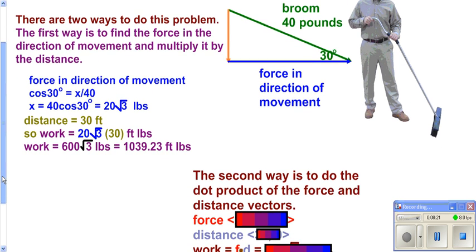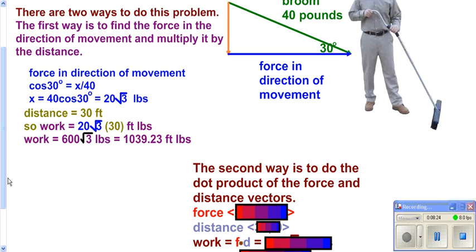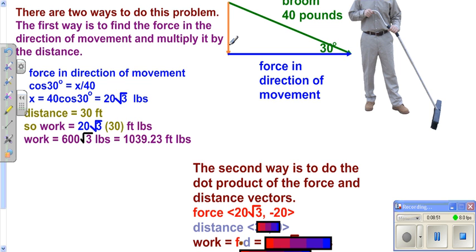The other option is to go ahead and do the dot products that we talked about before. Your force vector here has to be broken into its component form before you can do the dot product. We just figured out this horizontal piece right here of 20 root 3. So your horizontal part is 20 root 3. How do you figure out the vertical part here? That's not too bad because it's a right triangle once again. So the sine of 30 degrees is equal to the opposite, the y, over your hypotenuse of 40. Remember that the sine of 30 is 1/2.